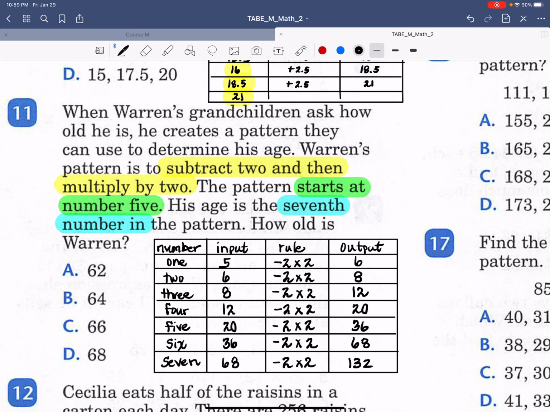But the question tells us his age is the 7th number input. And so Warren is 68 years old. This is a good example of a pattern, a rule that has both breaking down and building up. This is more complex than some of the ones.